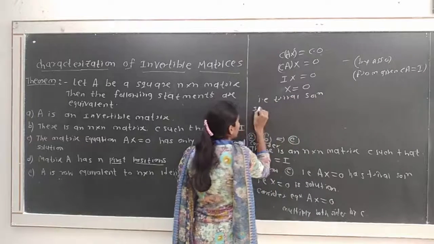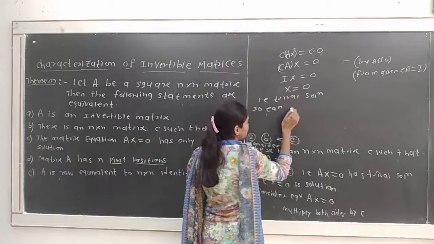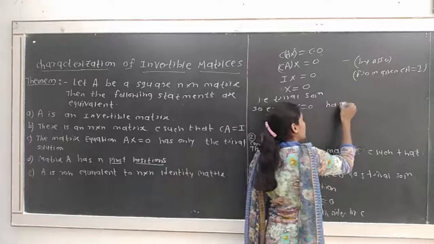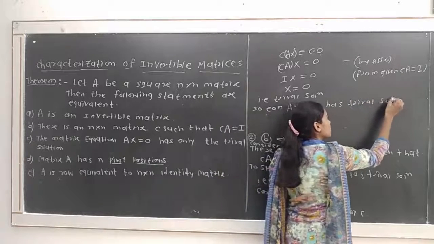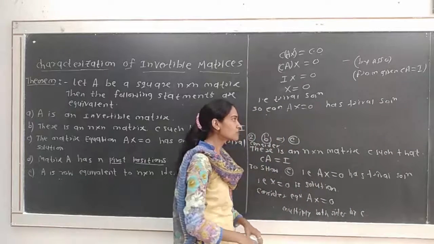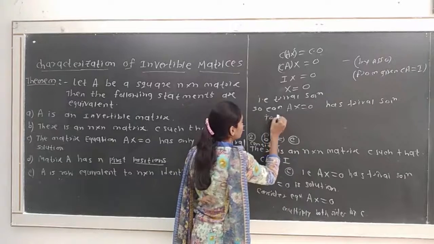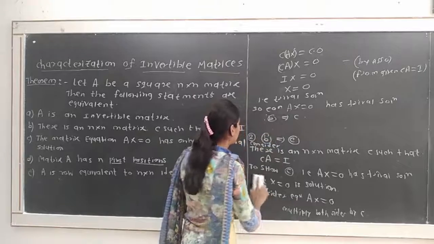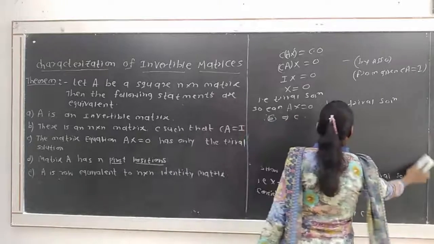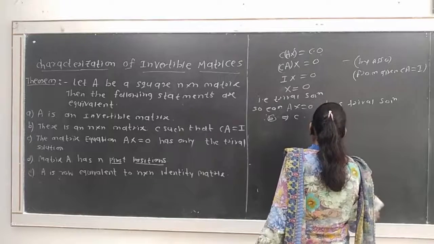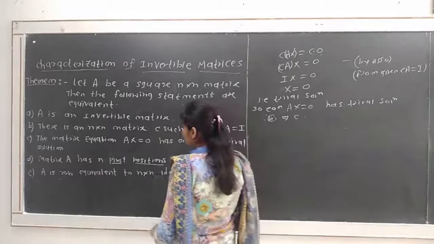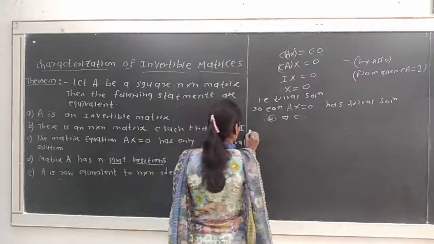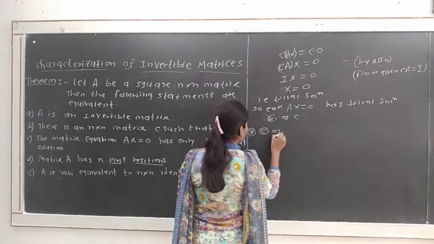So the matrix equation Ax is equal to 0 has a trivial solution; the value of x is equal to 0. That is how we prove B implies C. Then next we have to prove that C implies D. Here we consider statement C, and from that we show statement D. So third, we prove C implies D.